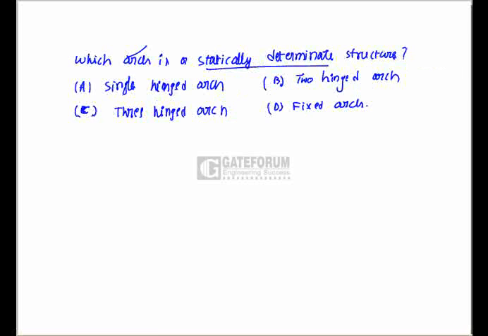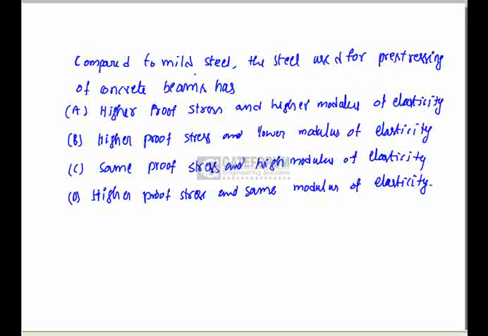The statically determinate structure is going to be the 3-hinged arch. So option C is correct. The question is, compared to mild steel, the steel used for pre-stressing of concrete beams must have higher proof stress and same modulus of elasticity. The option which shows the correct answer is D, higher proof stress and same modulus of elasticity. So option D is correct.